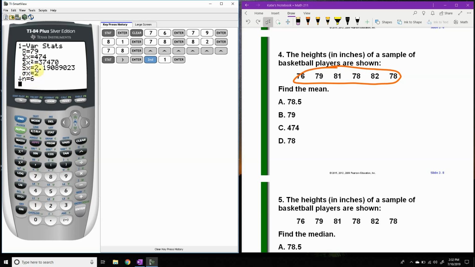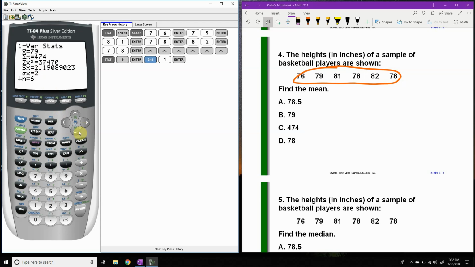Now, the reason it does that is because the calculator doesn't know if the list that you entered is everybody in the population or if it's a sample. So it actually calculates both sample standard deviation and population standard deviation, just in case. N is our sample size.